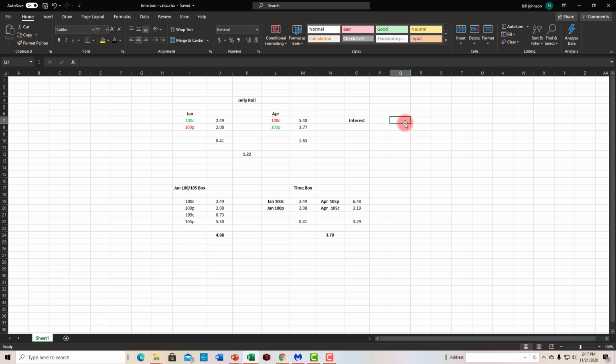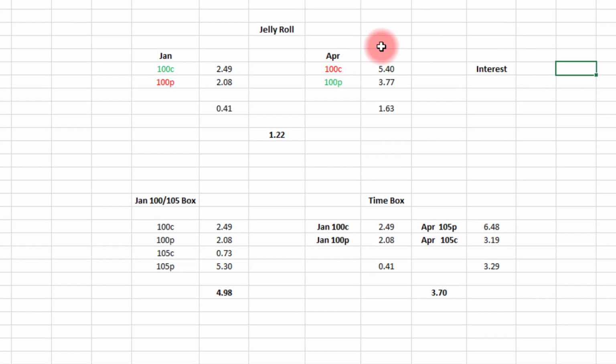So to show the inner workings of a time box, I'm going to start with a strategy called a jelly roll. Yes, that is a strategy, and there is a video in this forum on jelly rolls if you wish to review it. But what we're going to do with a jelly roll is take a synthetic long stock position in 1 month, and really unwind or flatten it at a future date. So notice that I'm synthetic long here in January, and then I'm synthetic short in April.